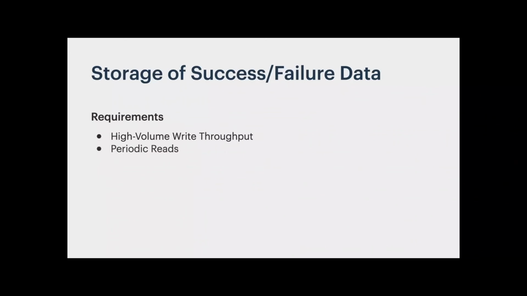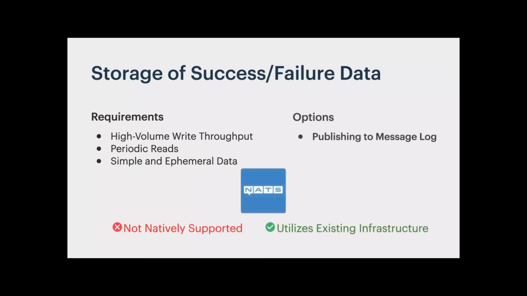The data store would also need to support reads that would occur on a periodic basis. This happens when Aerobat queries the data store to assess if a circuit has tripped. And lastly, the data we were storing was ephemeral in nature and was very simple. It would just consist of an identifier for the flag, a timestamp that indicated when the write occurred, and if it was a failure or success event.